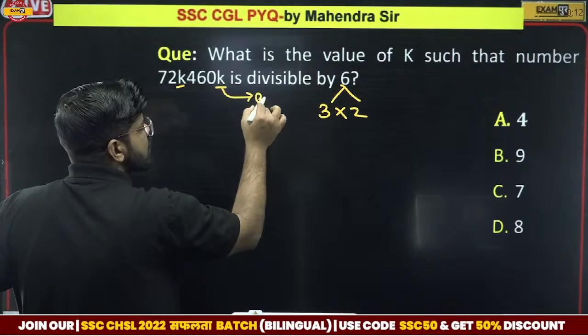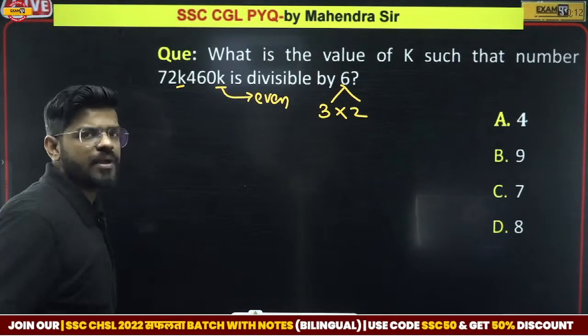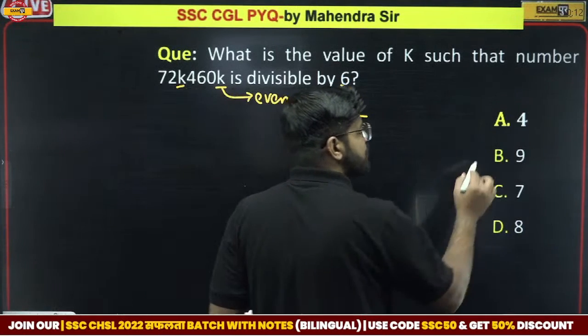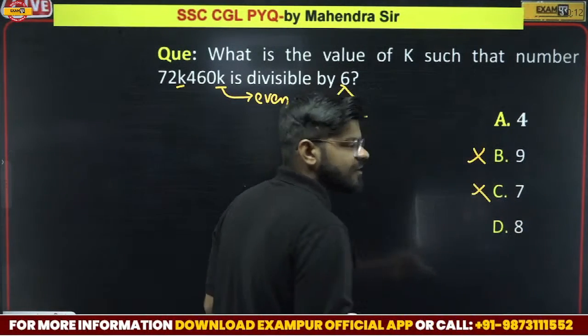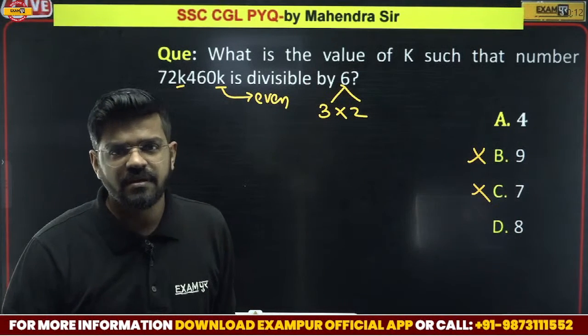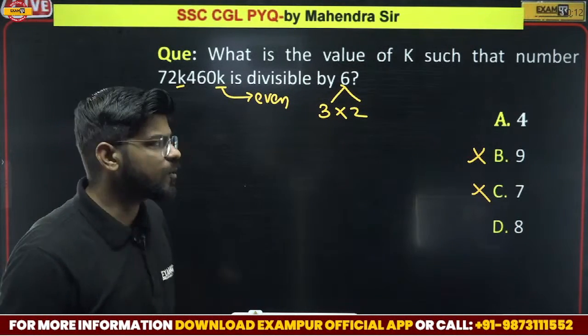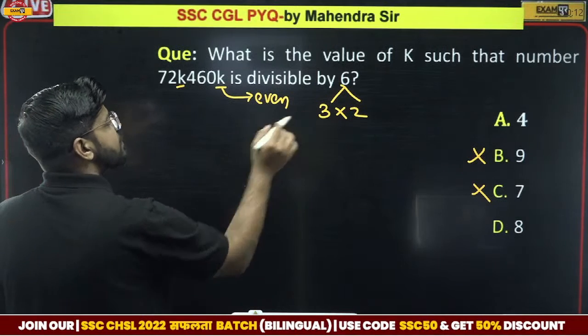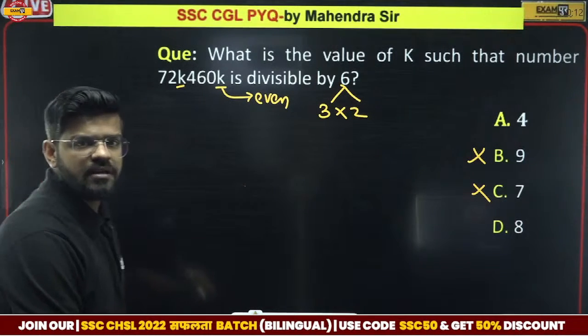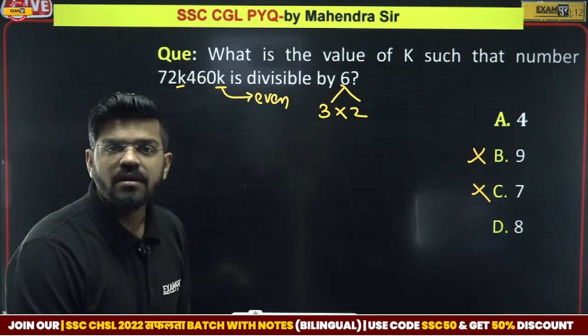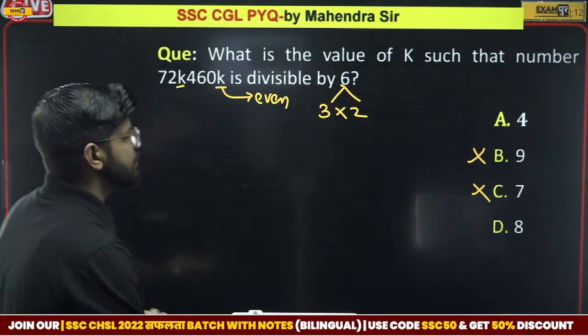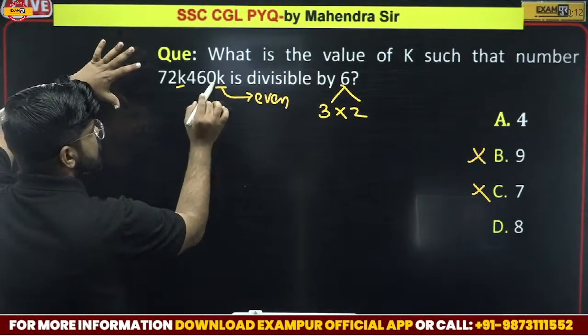So k should be even, yes or no? So k should be even. So two options get eliminated, because 9 and 7 are not even, they are odd. Now the divisibility of 3, what is the divisibility of 3? Sum of the digits should be divisible by 3. So start using the sum.